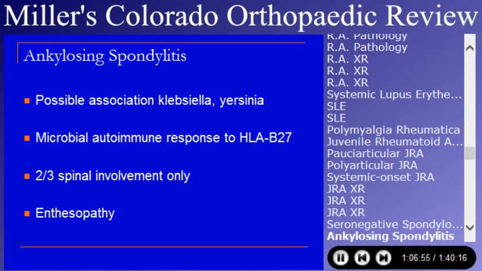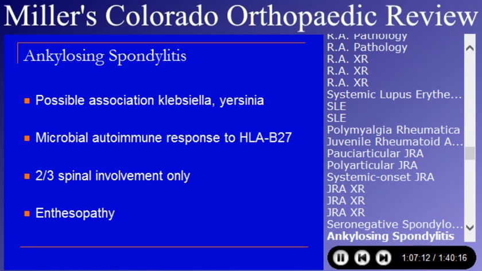Ankylosing spondylitis is the most common one. There is a possible association with a couple of organisms, Klebsiella and Yersinia. Two-thirds of people have spinal involvement only.